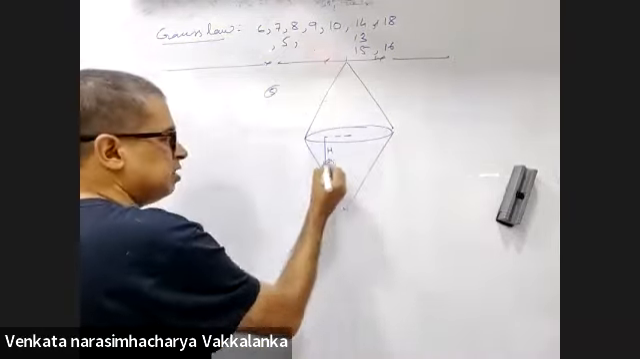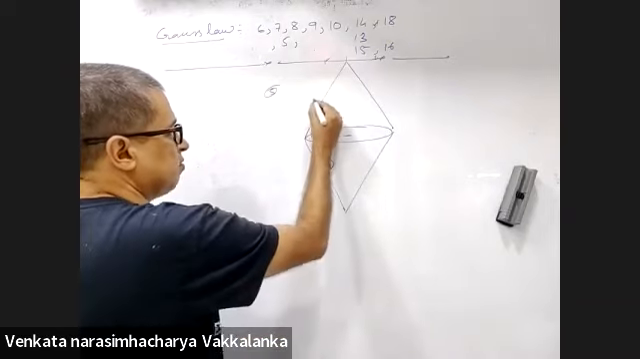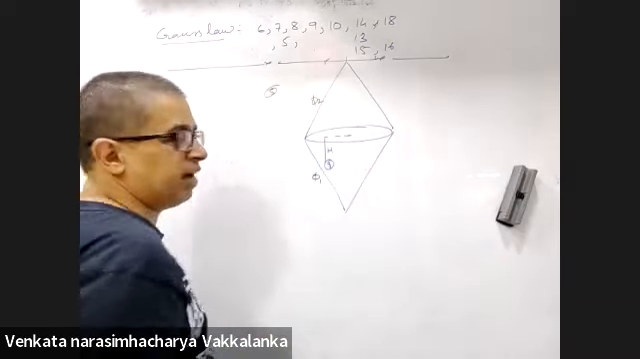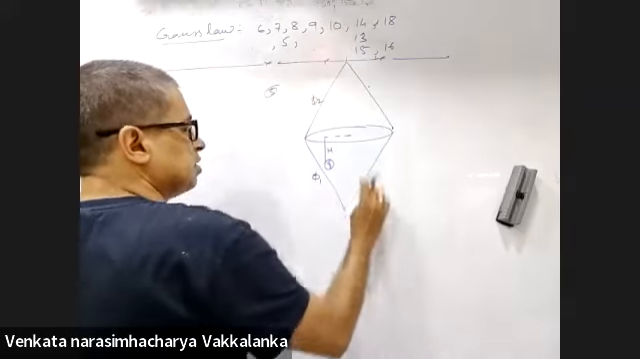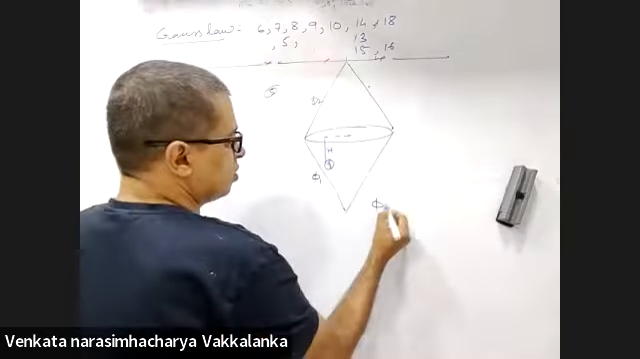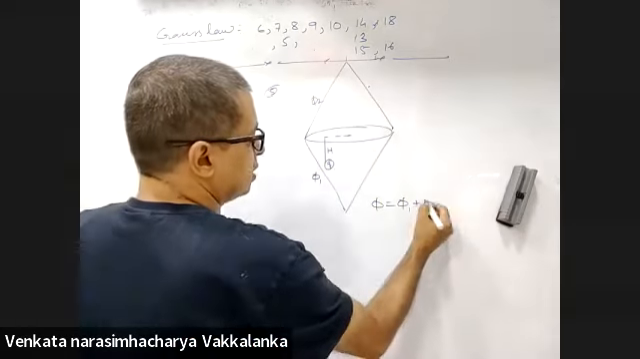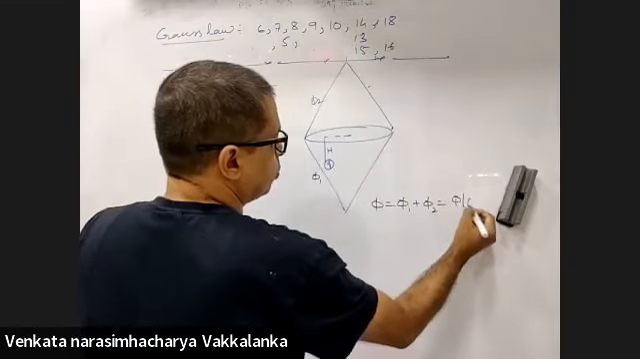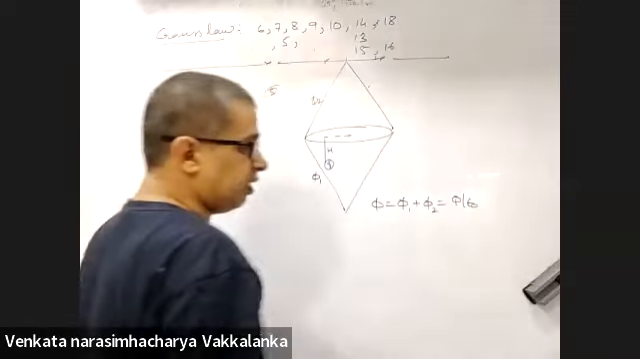Firstly, when the charge is here, I'll call this flux phi1, I'll call this flux phi2. Flux through this curved surface, this curved surface. Both the curved surfaces put together, phi1 plus phi2 should be equal to Q by epsilon naught. Do you agree with that?